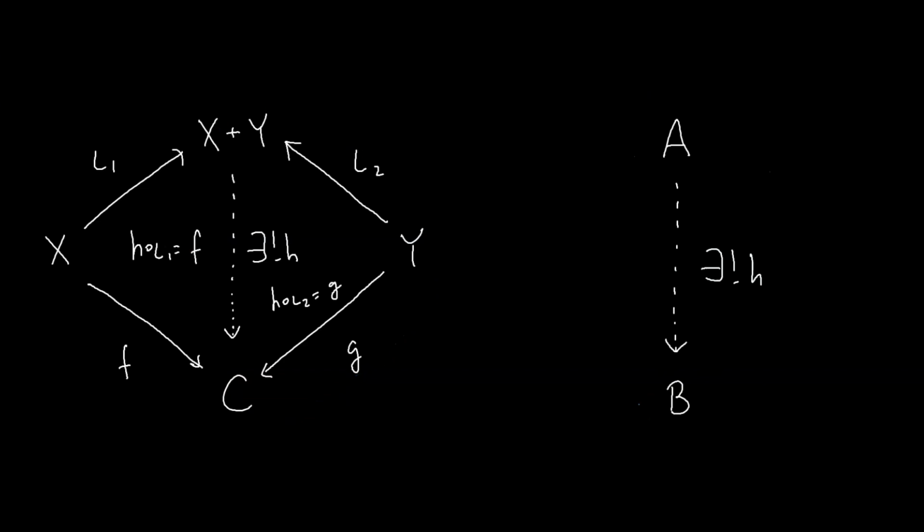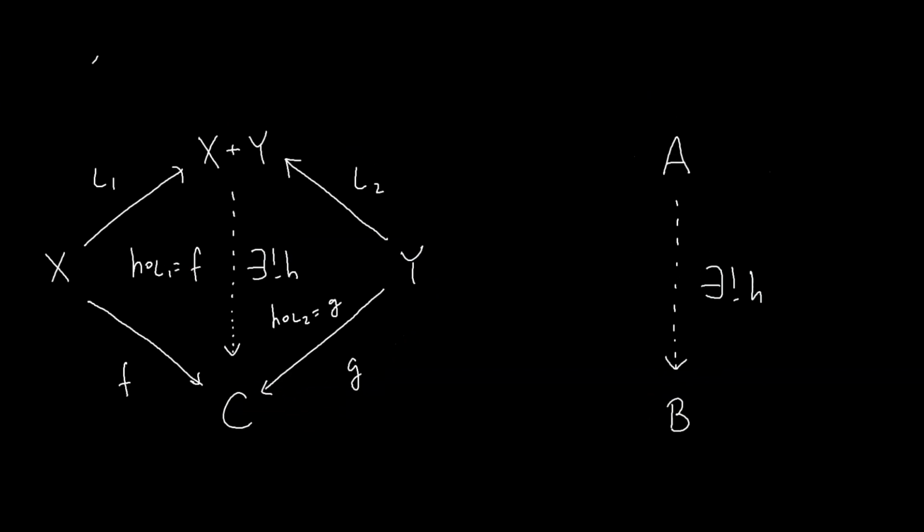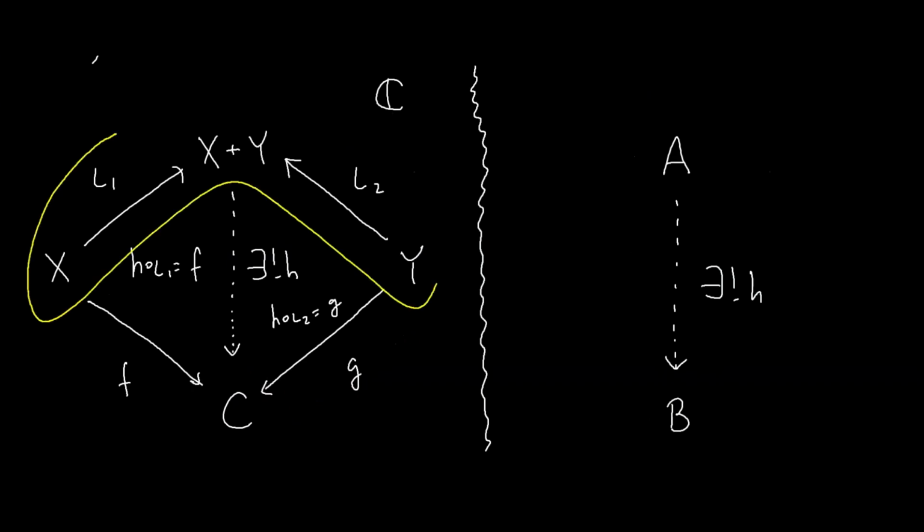But what if we can change our category? So here, on the left side, we are working in a certain category C. Now, on the right side, can we design a new category in such a way that being initial in this right-hand side category will correspond to being a sum in the left-hand side category? What do you think?